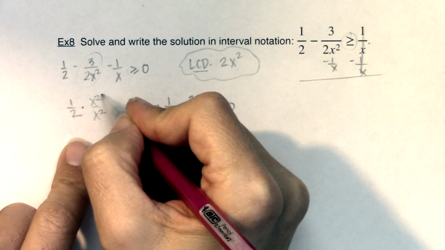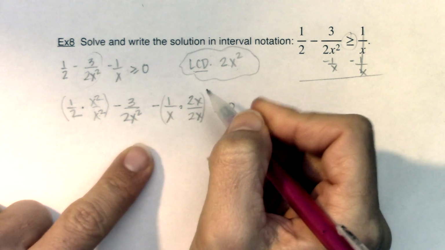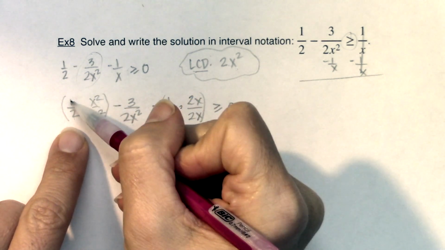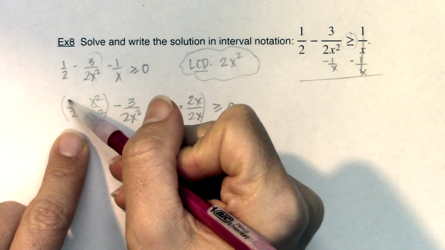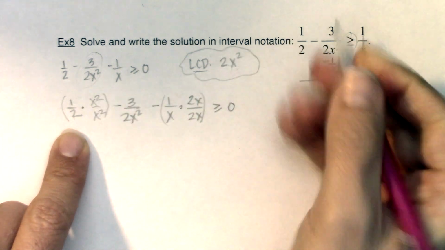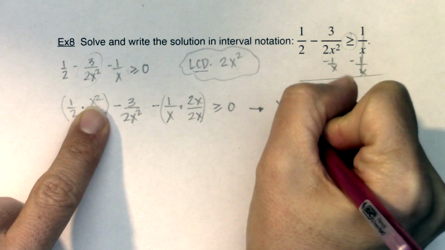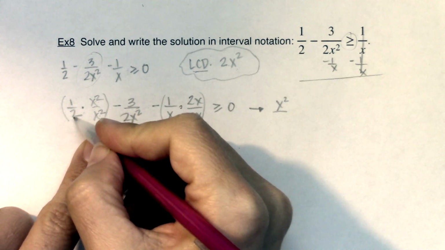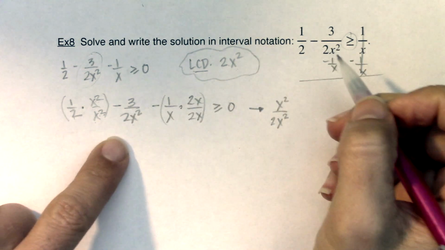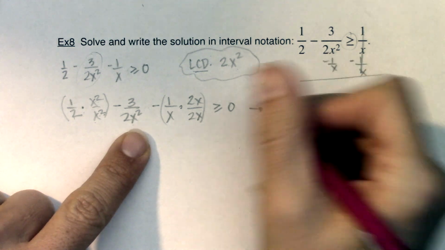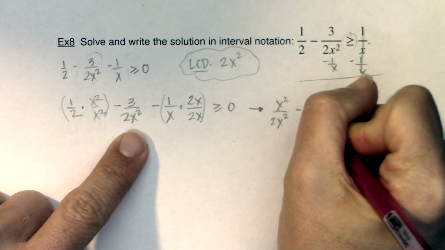And I'm going to follow PEMDAS. I'm going to find this product first and this product, and then I'll do the addition and subtraction. So whenever you've got fractions that you're multiplying, multiply numerators, multiply denominators. So 1 times x squared is x squared. 2 times x squared is 2x squared, which is great. We want that LCD to be 2x squared.